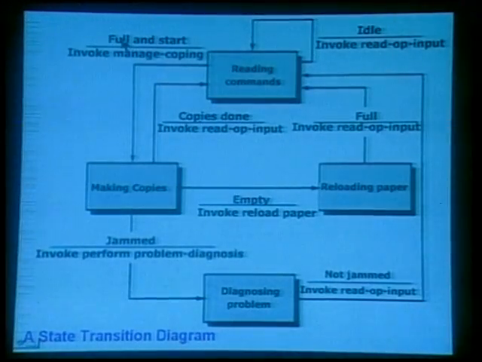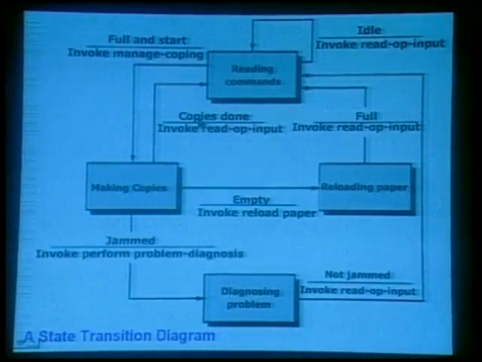Once this event happens, which is full and start, which simply means that there is a paper in the photocopier, and the user presses the start button of your photocopy machine, then this is the action which is taken by the machine, which is invoke managing copying. So again, think that this is a software module which starts making the copies of the paper. And the system changes the state and goes from reading command state to the making copying state, which is a logical transition. So as long as the system remains in the making copying state, you can see here three different events can happen.